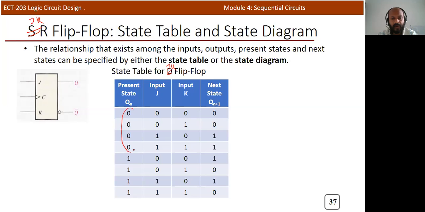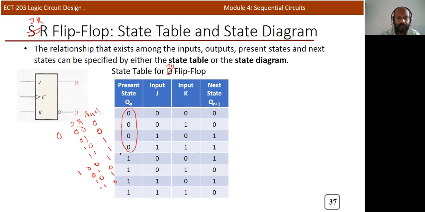So there are 4 possibilities. If the present state is 0 and the JK inputs are 0 0, 0 1, 1 0, 1 1. If the JK inputs are 0 0, the output Qn plus 1 state will be 0. Here it is 0, here it is 1, and it is 1. So it is written here. Similarly, for the possibilities 0 1, 1 0, 1 1, it will be 1, and here it is 0, 1, and it's 0. By using the truth table, you can fill the state table also.